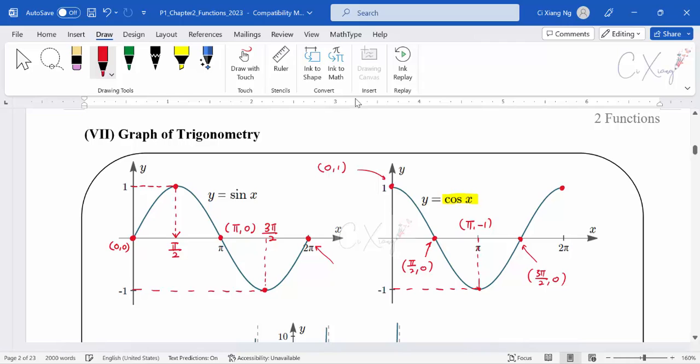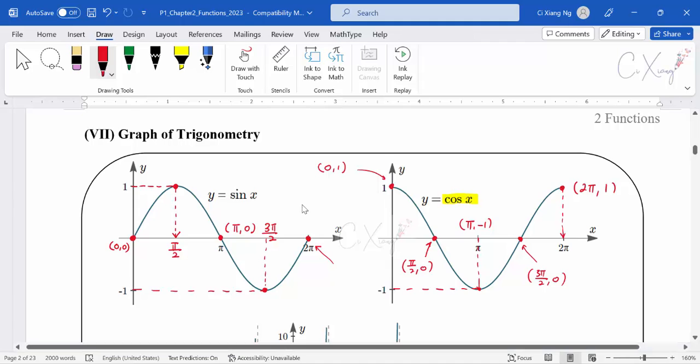And lastly, the last point in the cycle is 2 pi for the x-coordinate and 1 for the y-coordinate, which is the maximum point. All these points, if you can, try to remember them. It might help us somewhere else when we are trying to answer questions later.